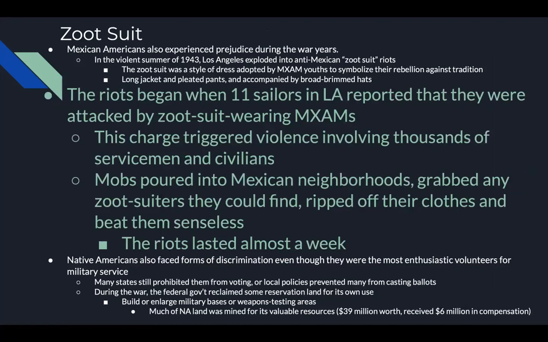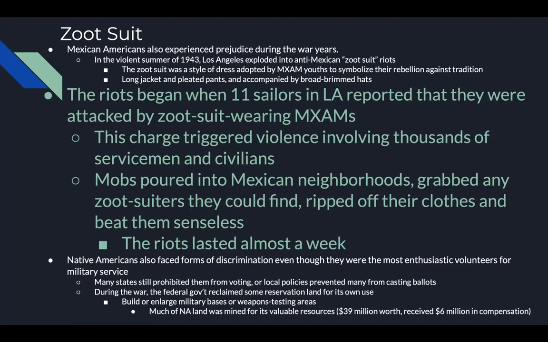So Mexican Americans also experienced prejudice during the war years. In the violent summer of 43, Los Angeles exploded into anti-Mexican zoot suit riots. The zoot suit was a style of dress adopted by Mexican American youth to symbolize their rebellion against tradition. They had long jackets, pleated pants, and a broad-brimmed hat. The riots began when 11 sailors in Los Angeles reported that they were attacked by zoot suit wearing Mexican Americans. Who are you going to believe?